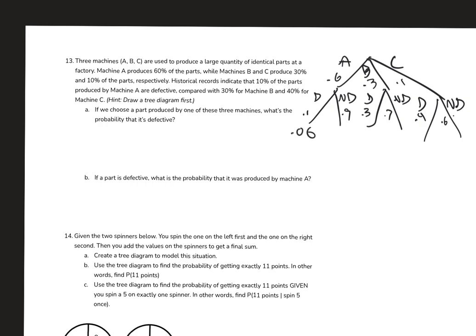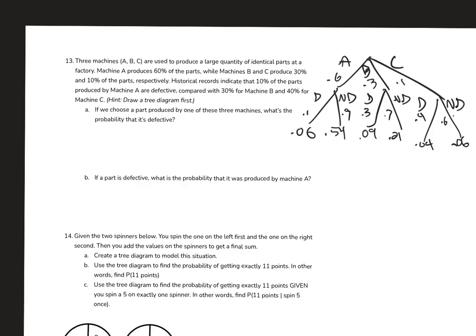So now we multiply down the tree to get our probabilities that, for example, a part is produced by A and is defective. We multiply down the tree. Here we would get 0.54. Here we would get 0.09. Here we would get 0.21. Here we would get 0.04. And here we would get 0.06.